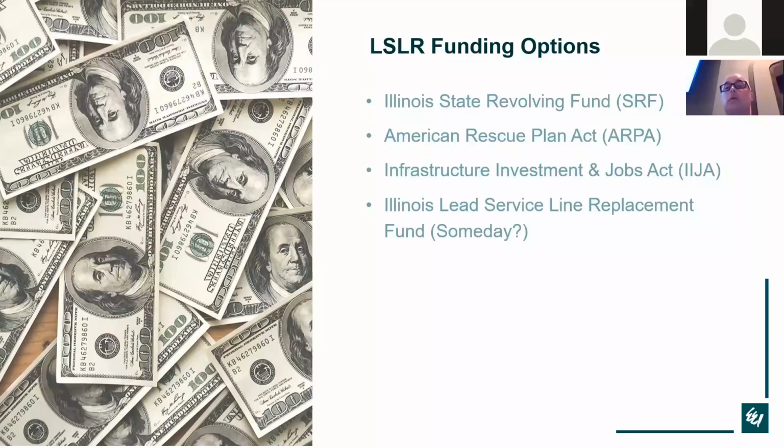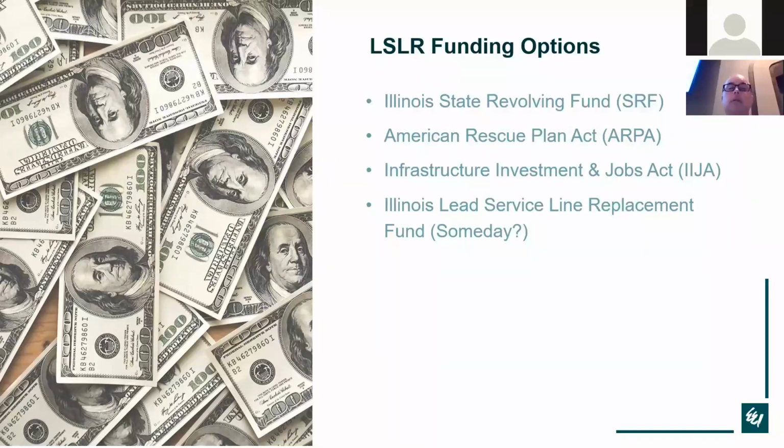So for those folks that were part of the ARRA money that was back during the Great Recession, that money came from the feds, routed through the loan program, and then routed to the municipalities. So the key is, again, positioning yourself to get that money. And we're talking hundreds of millions of dollars that would be routing through to the IEPA there.